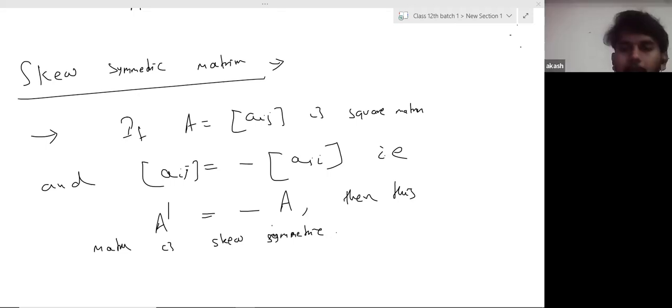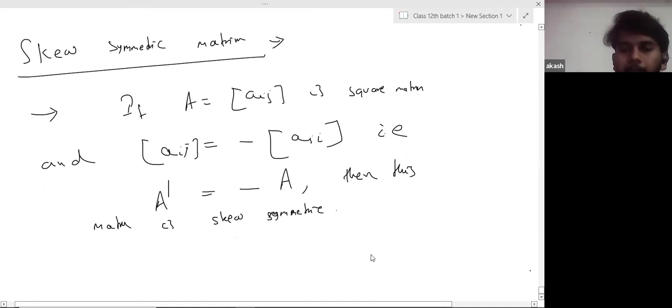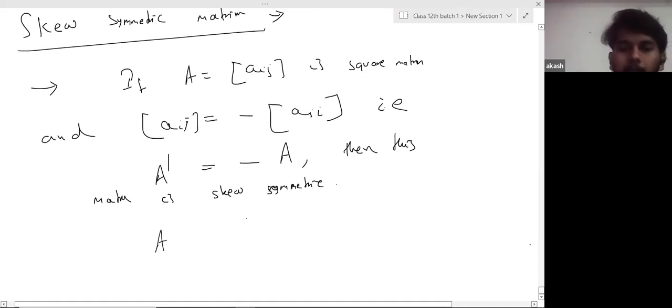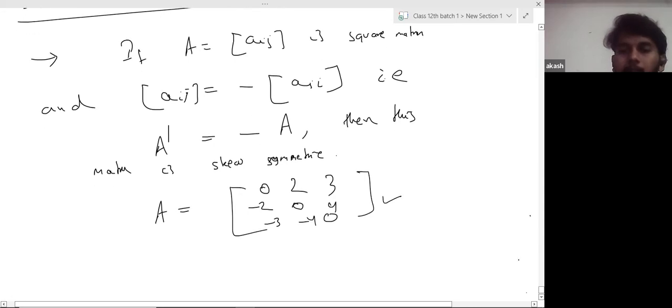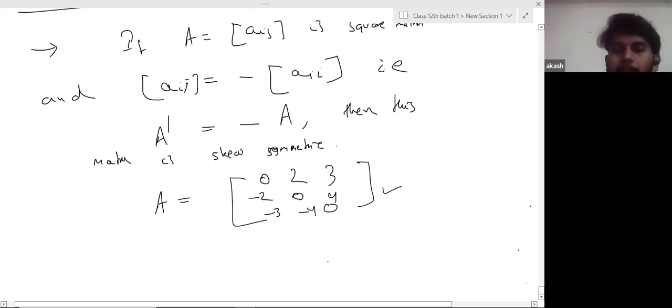All right. For an example, if you take a matrix 0, 2, minus 2, 3, 3, minus 3, 4, minus 4. Can you guys try to find the transpose of this matrix? See what the result is. To find the transpose, what do you get?